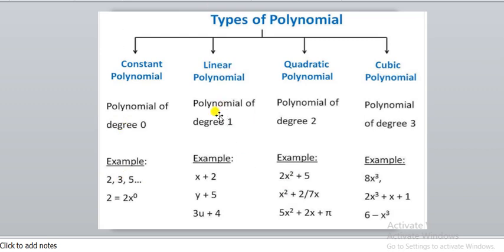Linear polynomial, a polynomial of degree 1. Examples: x plus 2, y plus 5, 3u plus 4. The variable can be any of x, y, u. Now quadratic polynomial, a polynomial of degree 2.